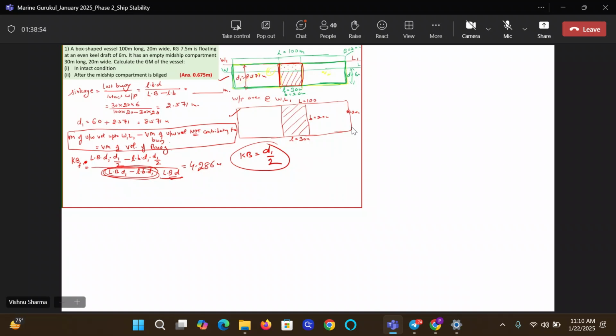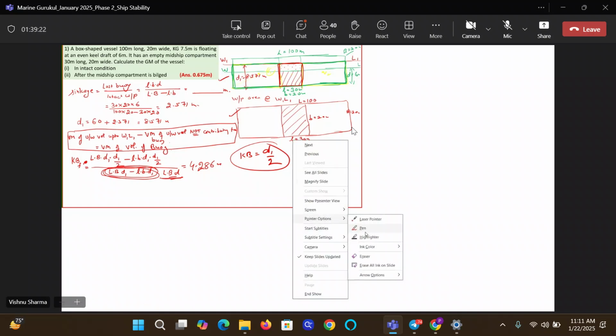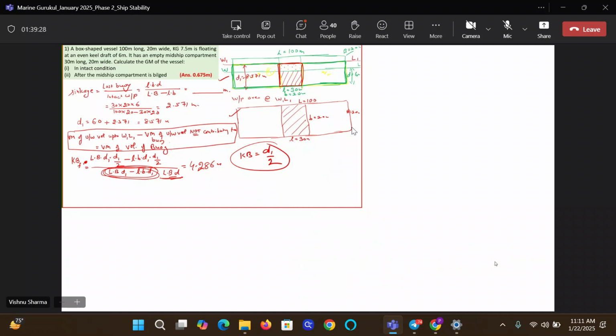Will it be the same right from keel to W1, L1? Yes or no in the bilge condition? Is the water plane area from keel to W1, L1 the same as we have drawn here, or is it changing at any level? Tell me, is it the same or is it changing anywhere? It is the same. So whenever the water plane area is the same from keel to W1, L1 in the bilge condition, KB will always be D1 by 2.